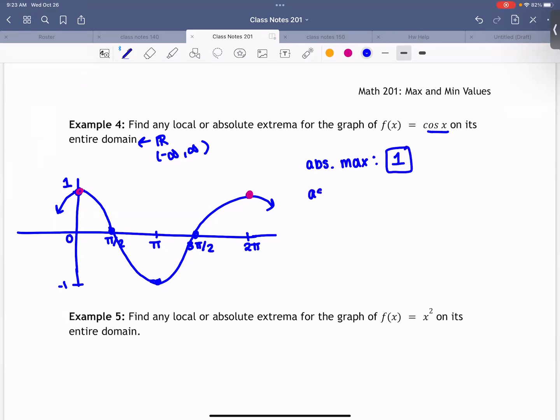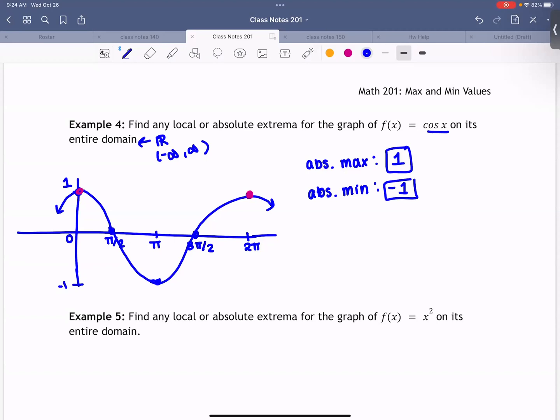Okay, let's do absolute min. What do you think the absolute minimum of cosine is? -1. Cosine doesn't go below -1. So that's my absolute min. This happens at pi, 3 pi, 5 pi, any odd multiple of pi. But instead of writing that out, I'm just going to write the number because that's easier to do.